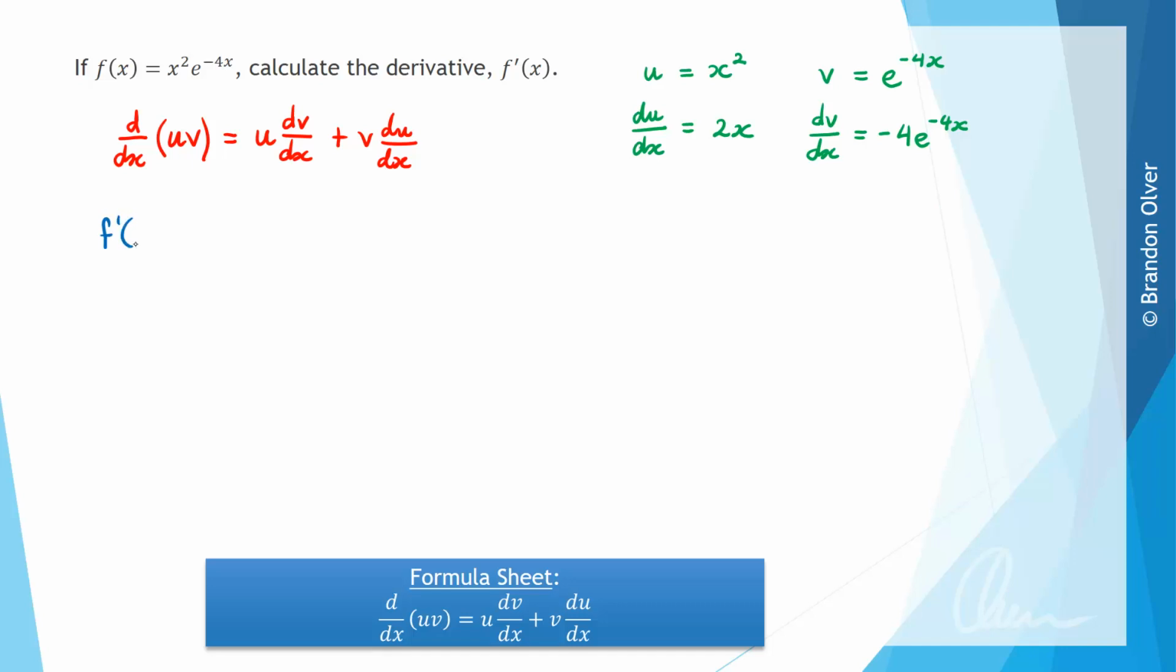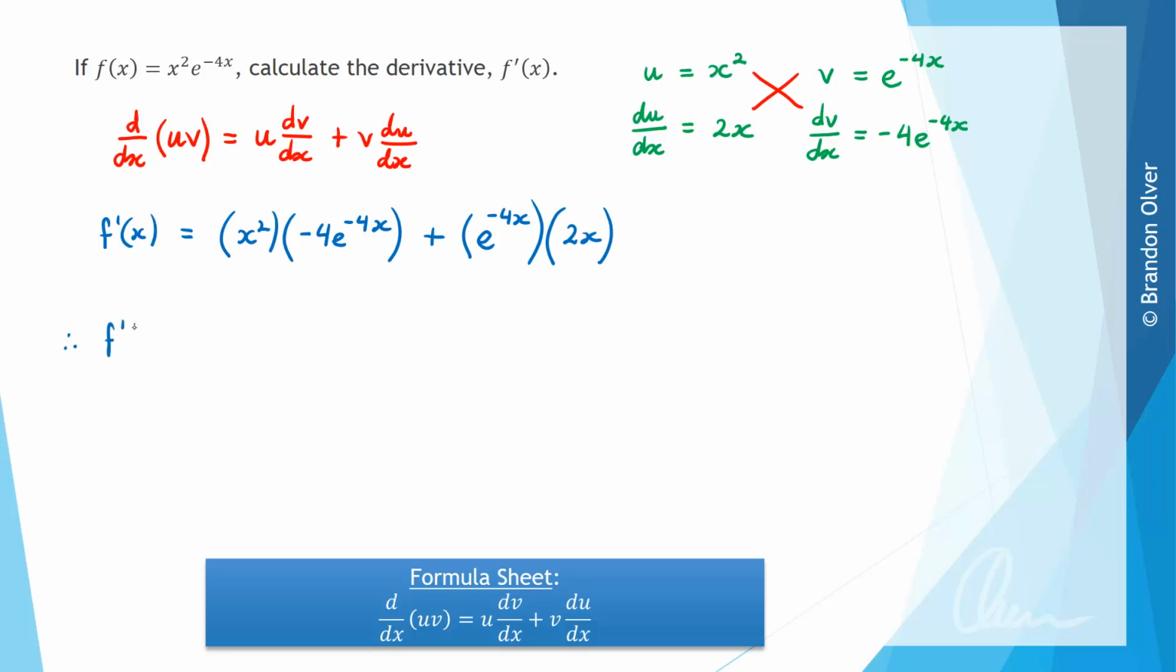So our derivative f dashed of x for this function is the function u multiplied by dv dx. So that is x squared multiplied by minus 4e to the power of negative 4x. And then we add on to that v times du dx. And you can see, based on the little setup that we've got over here, we actually form a multiplication sign with what we have to multiply together. So the function v was e to the power of negative 4x, and then that was multiplied by du dx, which is 2x. So that is essentially the answer to this question.